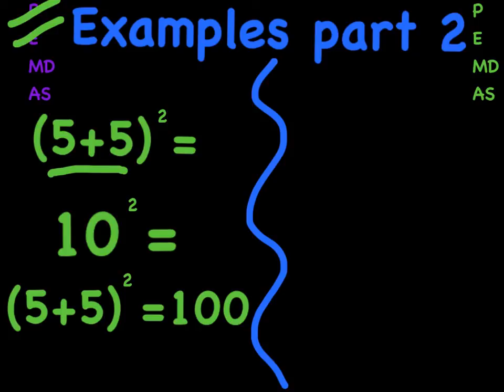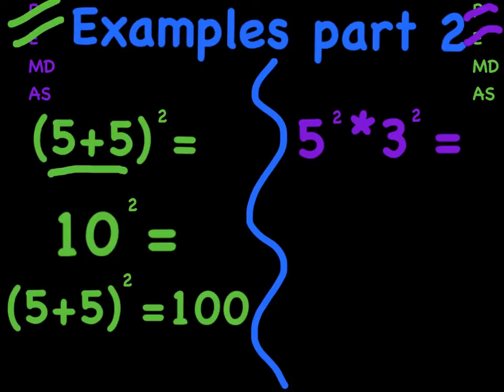Let's look at one final problem before we finish. This problem reads 5 squared times 3 squared equals. According to the order of operations, I need to evaluate anything that's inside parentheses first. This problem doesn't have that, so I can move on to my next step. My next step is to evaluate anything with an exponent.